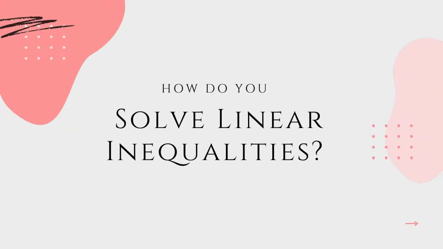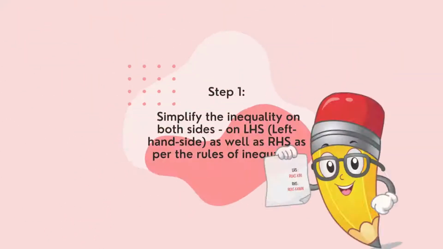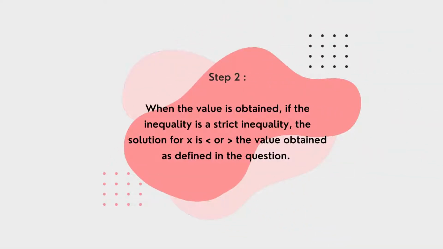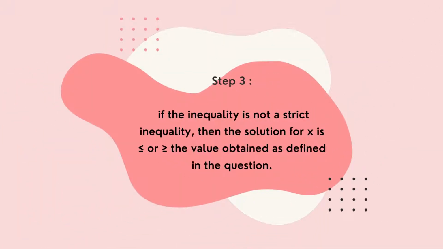And how do you solve linear inequalities? The first step is to simplify the inequality on both sides, on left hand side as well as right hand side, as per the rule of inequality. The second step is when the value is obtained, if the inequality is a strict inequality, the solution for x is less than or greater than the value obtained as defined in the equation. The last step is if the inequality is not a strict inequality, then the solution for x is less than or equal to or greater than or equal to the value obtained as defined in the equation.